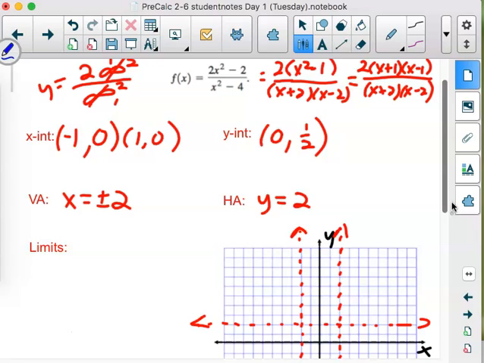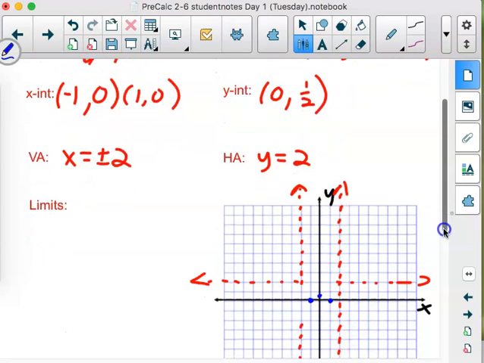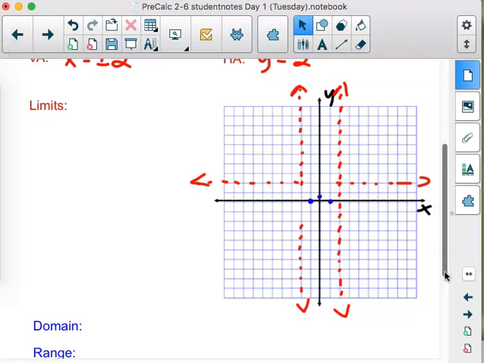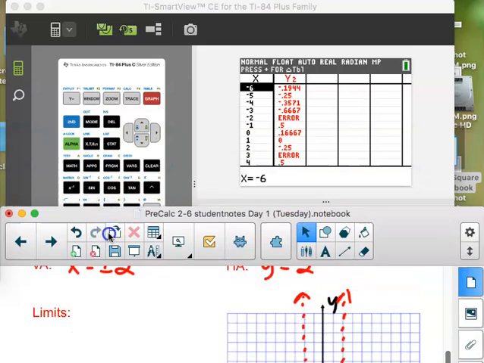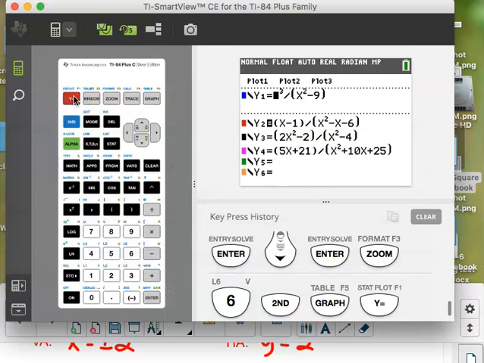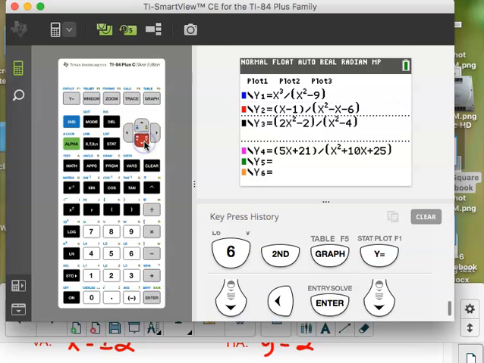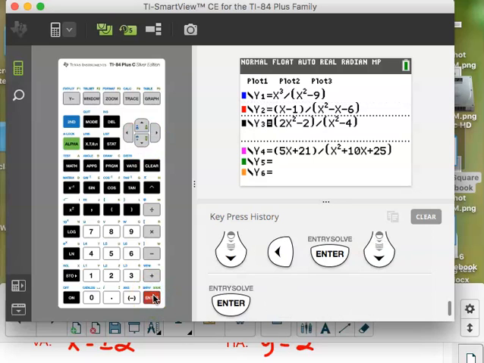-1, 0, and 1, 0. Oops. And then 0, 1/2. But so far that's it. So I have to put this in my graphing calculator. And I'll put that in my handheld as well while you're punching it in.